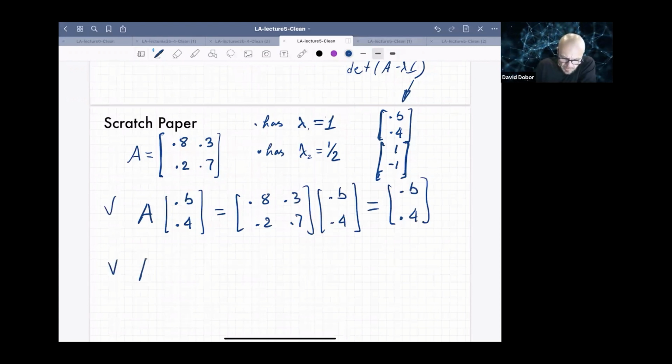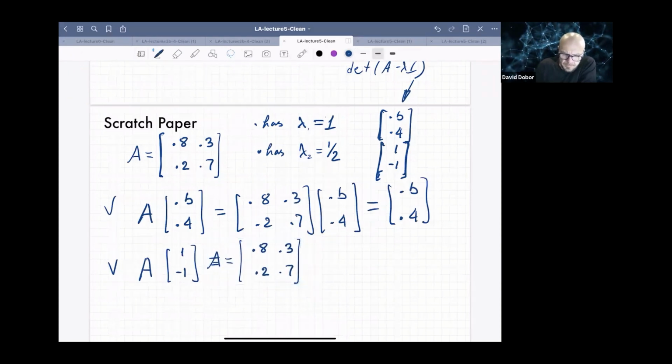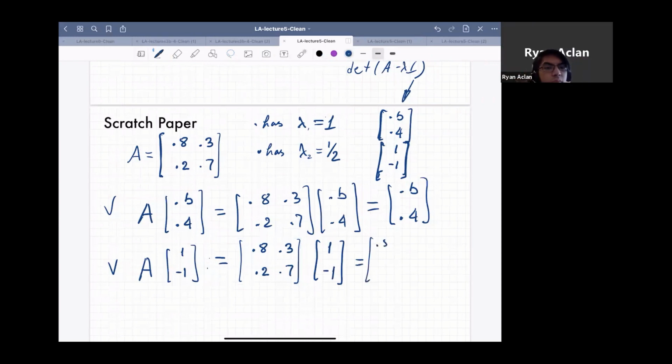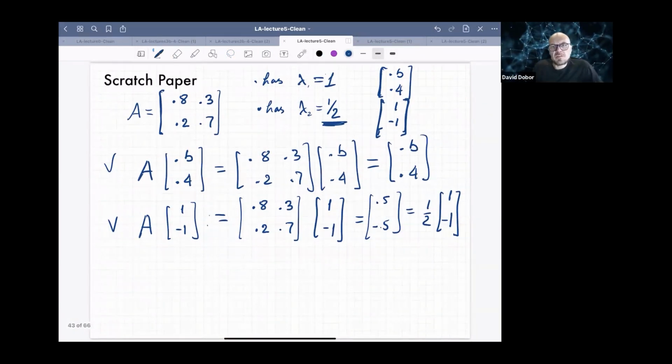And the check for the second one: when A is applied to 1, minus 1, what comes out on the other side? Can somebody help me out? 1, minus 1. Yeah, that's true. So what's the multiple though? 1/2. Yeah, 1/2 times 1, minus 1. So indeed, we've just verified that whatever our software gave us, those were the correct solutions.